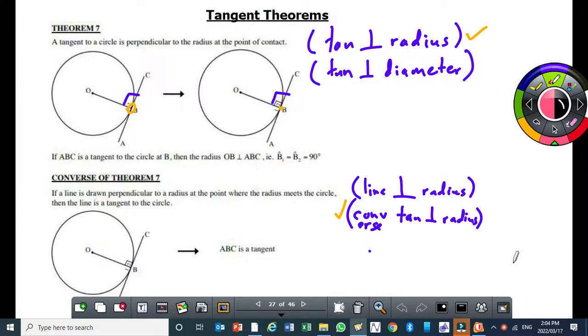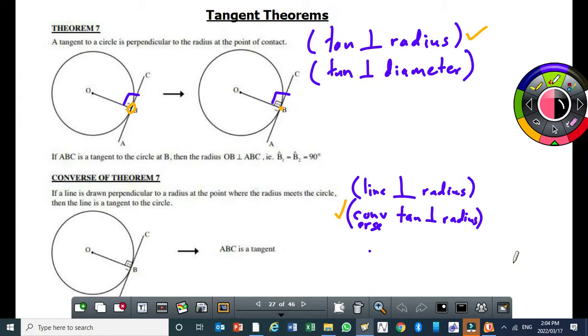A line that touches the circumference of a circle at only one point, that's a tangent. Okay? So the first theorem on tangents is that a tangent and a radius are perpendicular to each other at the point of contact. So a tangent to a circle is perpendicular to the radius at the point of contact.